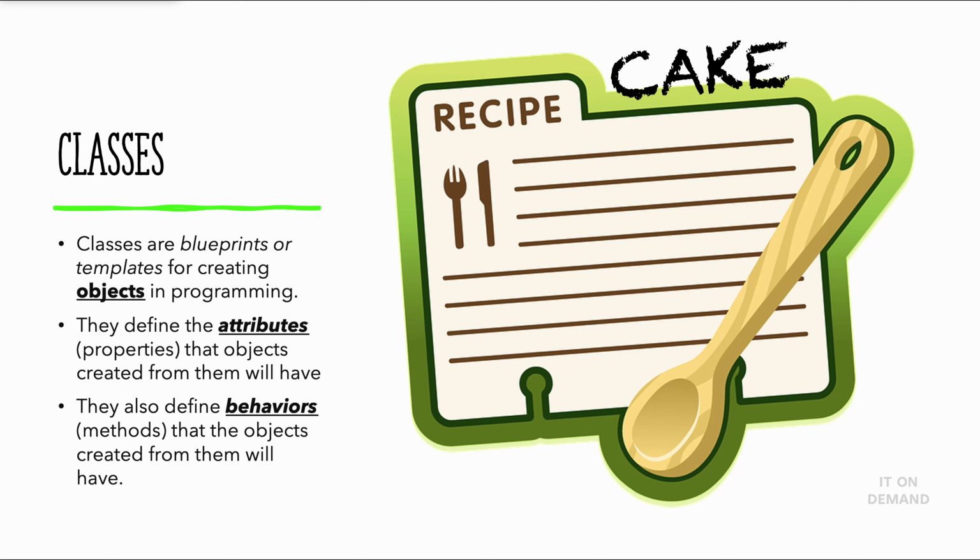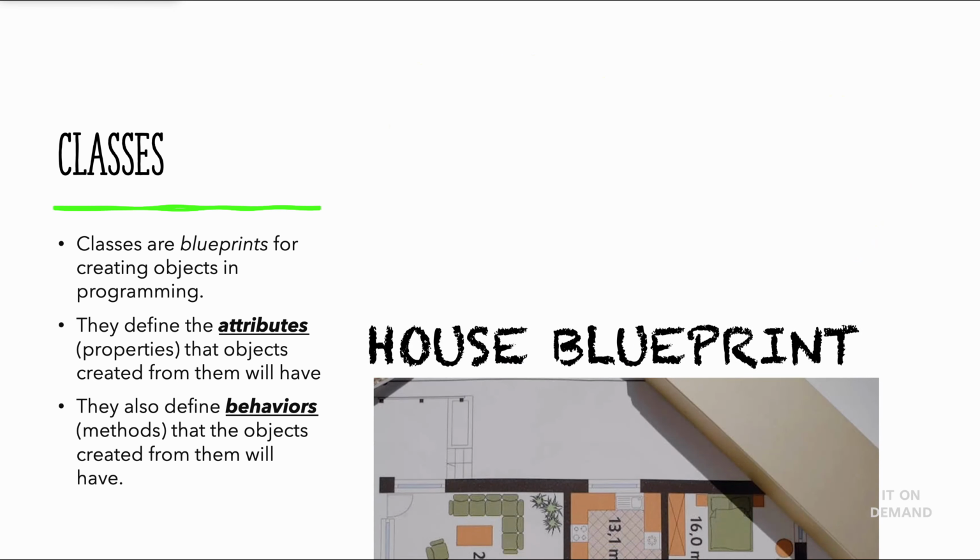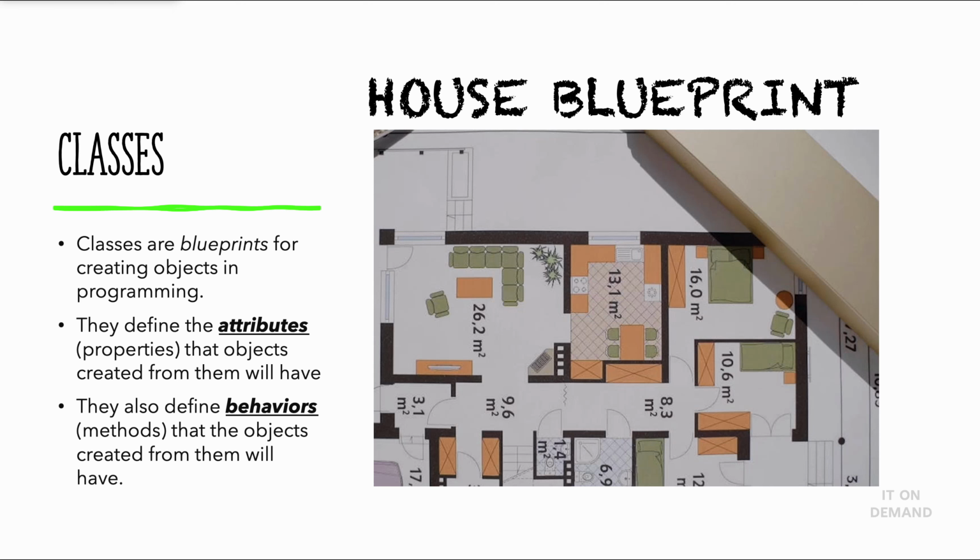In the previous video, we saw that classes are blueprints, and we said they can also be called templates. Classes are used for creating objects in programming. We also saw that classes define the attributes, by which we meant the characteristics or properties that those objects have. We looked at two examples: one was a cake and the other was a house blueprint.